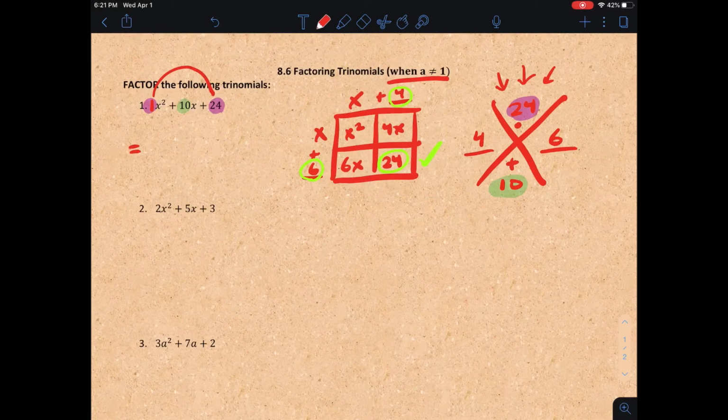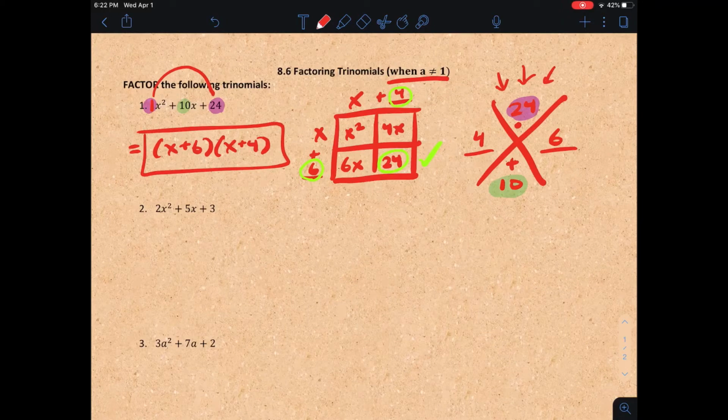And then from there, when we wrote down our final answer, we just took the dimensions of this Punnett square, right? So here my width is x plus 6. My length is x plus 4. And this was my final answer. How did I get that x plus 6? That was right here, right? And the x plus 4 was right here, okay? So hopefully this is a review of what we did before, right?